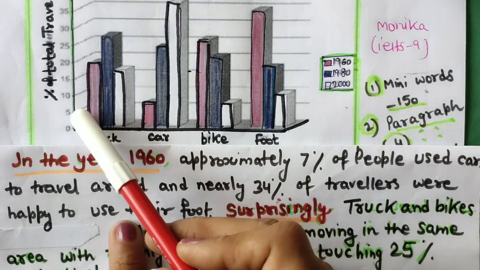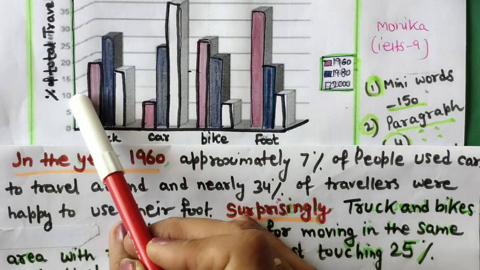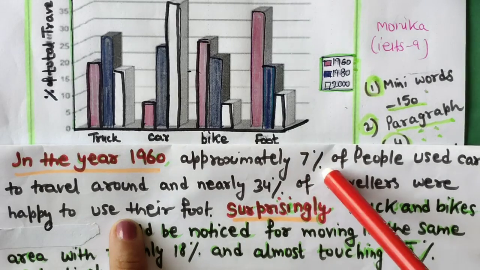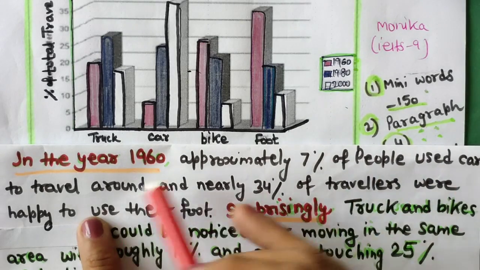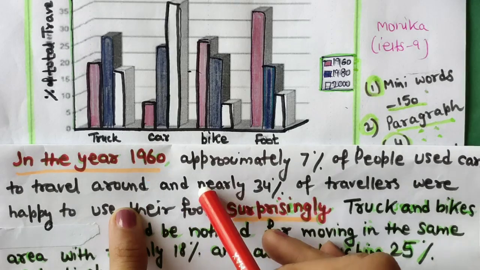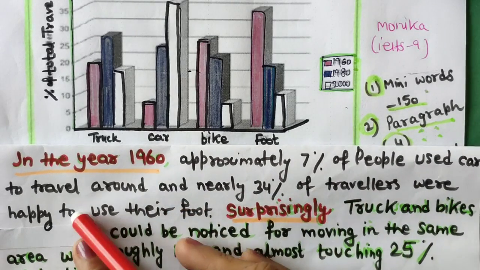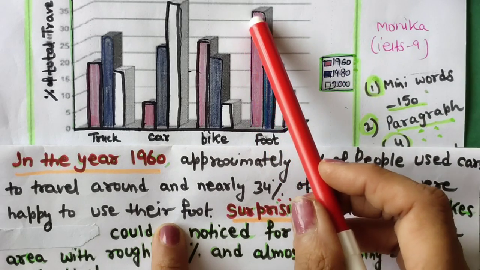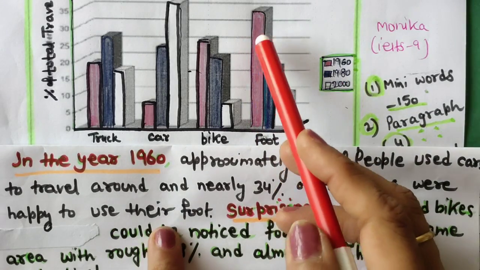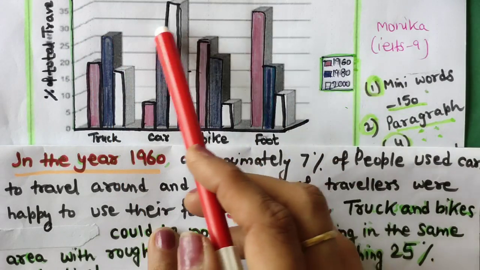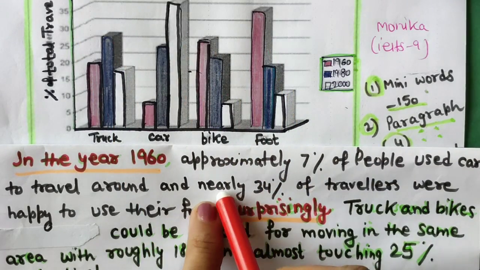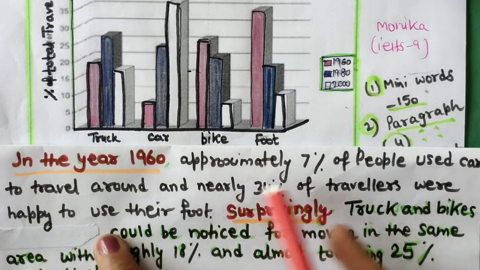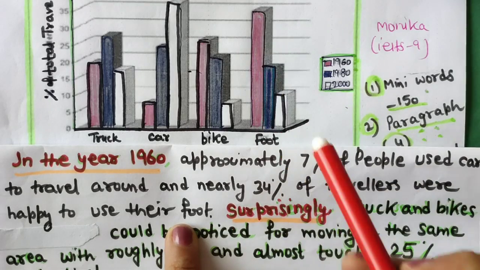It would be 7. 5 is starting from here, and if you do this, it will be 7%. Approximately 7% of people used cars to travel around, and nearly 34% of travelers were happy to use their foot. See this in the pink one, these are 34% people. It is not sure whether it is 35 or 30, so for every percentage I have used these words. This is also vocabulary: nearly 34% of travelers were happy to use their foot. See this, okay?